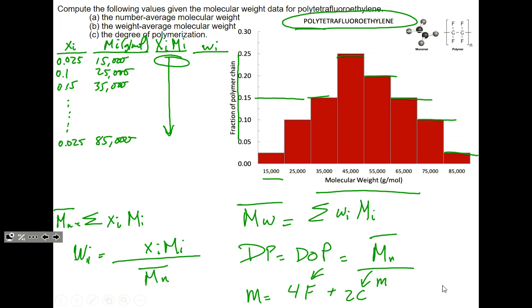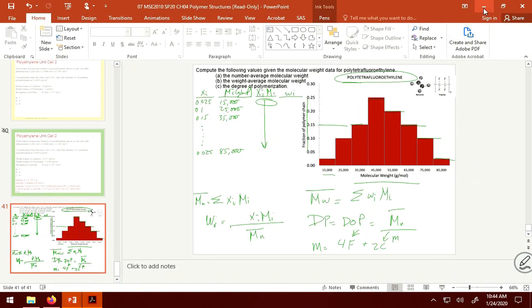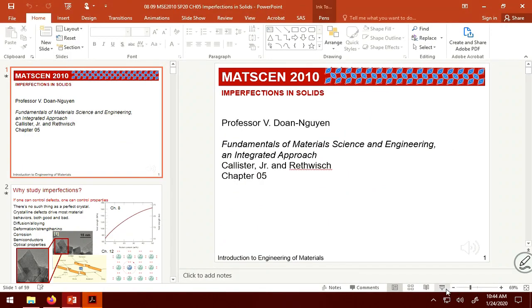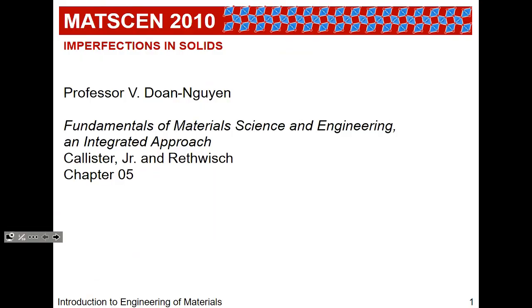So this we've already done in terms of the methodology. So now I would like to proceed with chapter 5, the next module, on imperfections.